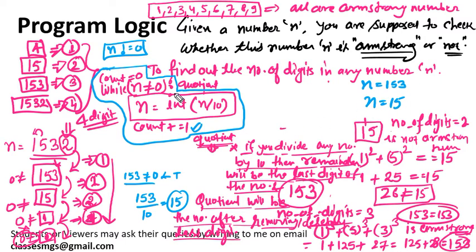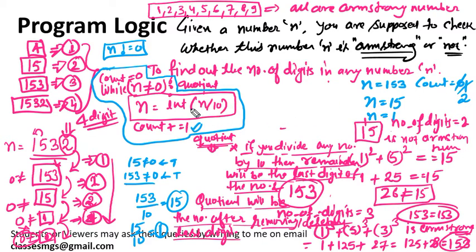Count value increments. Initially count was 0, so count will become 1, and the loop will continue again because n value is not equals to 0. 15 is not equals to 0, so the condition is true. We come inside again and n will be divided by 10. If you divide 15 by 10, you will get 1, because I have already told you, if you divide any number by 10, the quotient will be the number after removing the last digit. So 5 is removed and you get 1. So n will become 1 and count will increment to 2.